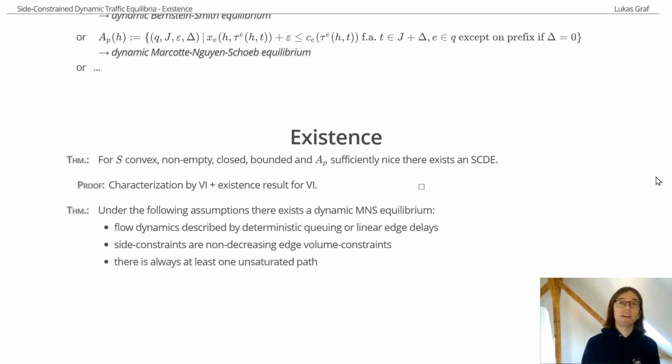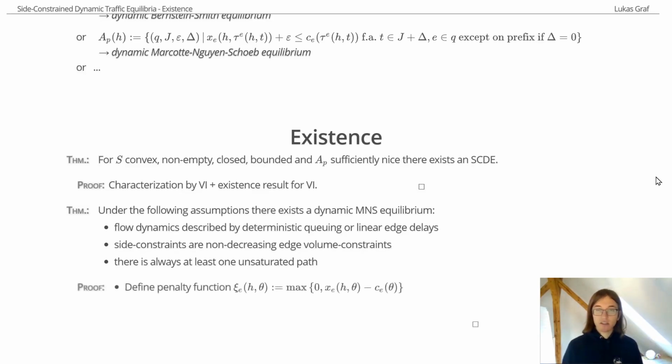So there cannot be situations where some particles look at the network and they have no way of even entering it. There must also always be some open alternative for every particle. And if you have all these three assumptions satisfied, then we actually are guaranteed the existence of an M&S equilibrium. And to prove this, what we do is we relax our hard edge constraints and instead introduce a penalty function, which is proportional to the amount at which the capacity constraint is violated.